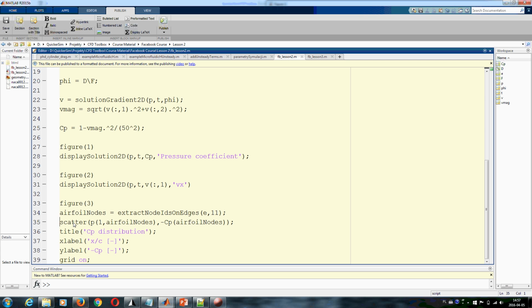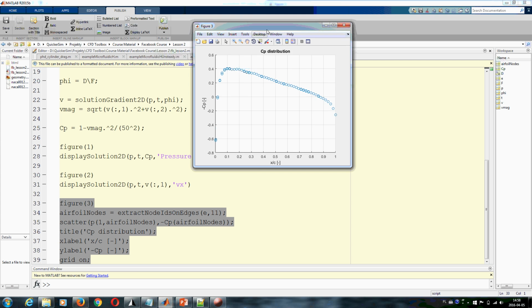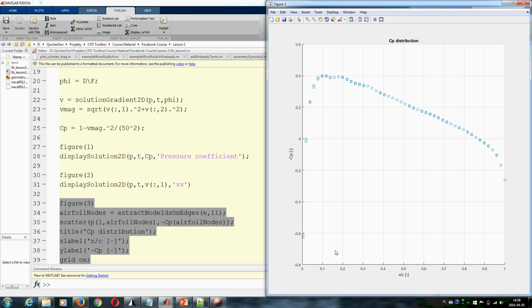And what we would like to have is, I first show you the plot and then explain what we have done. Basically what we want to have is x over c, x over chord, so the location along the airfoil on one axis, and on the second axis we would like to have the pressure coefficient.